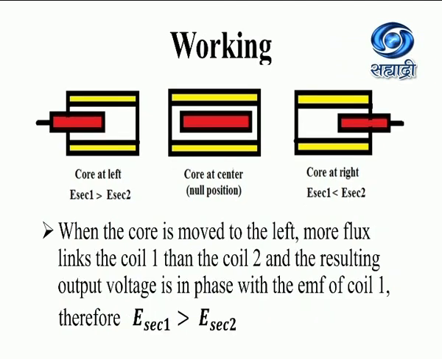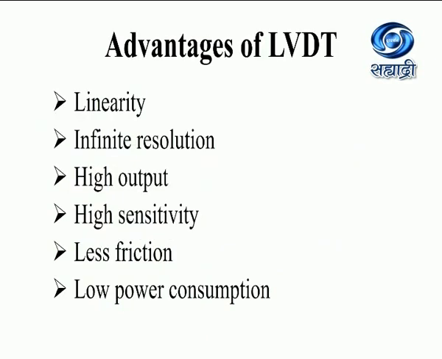When the core is moved to the left side, more flux links coil 1 than coil 2, and the resulting output voltage is in phase with the EMF of coil 1. Therefore, the EMF at secondary coil 1 is greater than the EMF of secondary coil 2. Hence it is used as a displacement transducer. Depending on the position of the core, the EMF across the secondary coils will be greater, equal or zero.